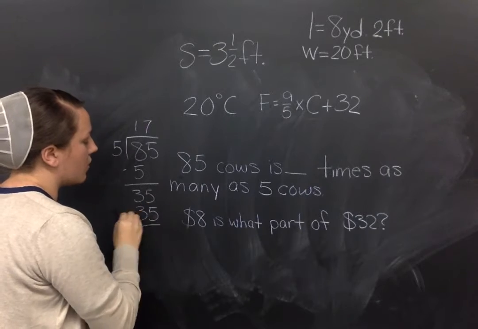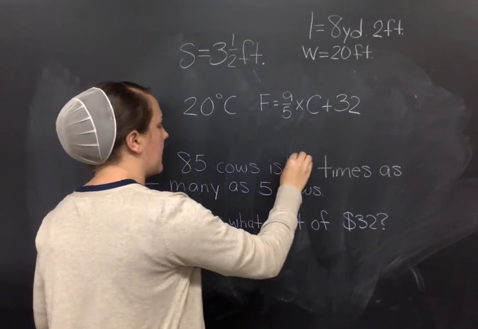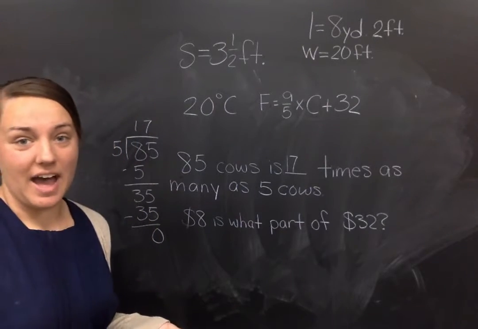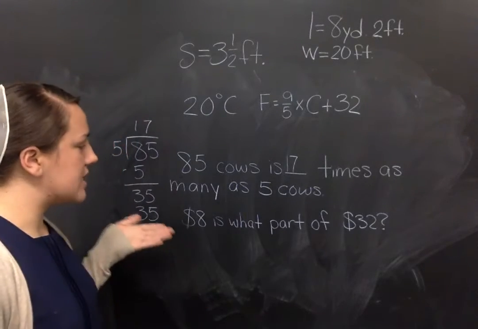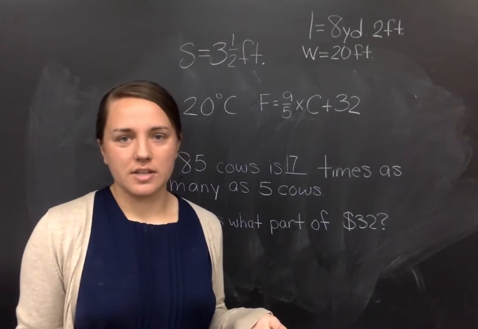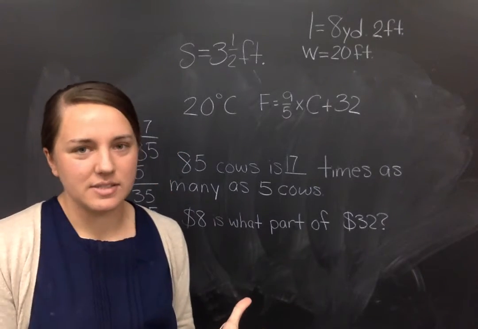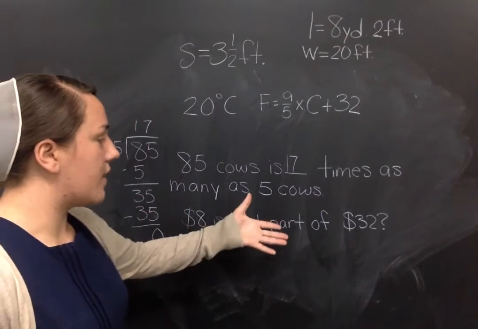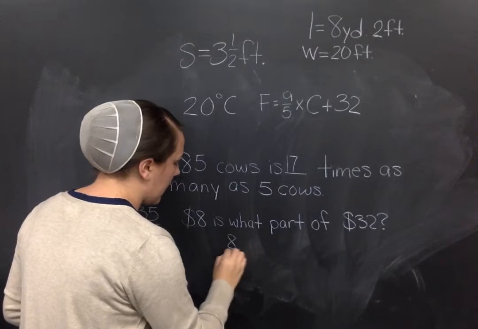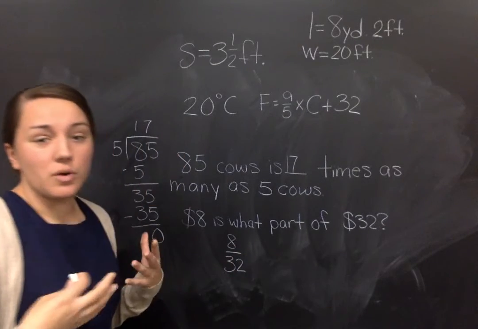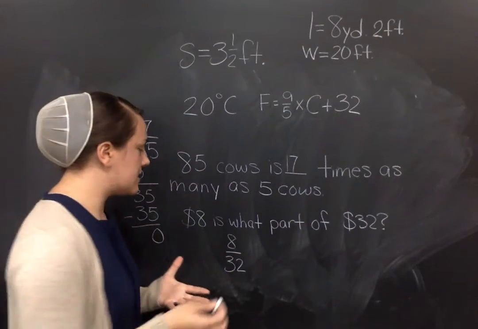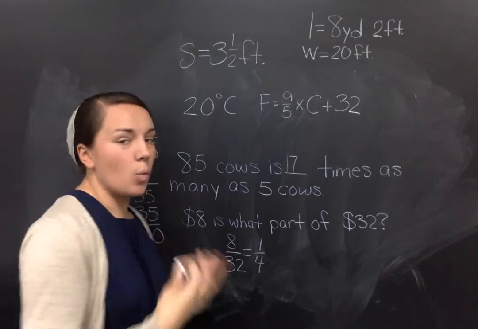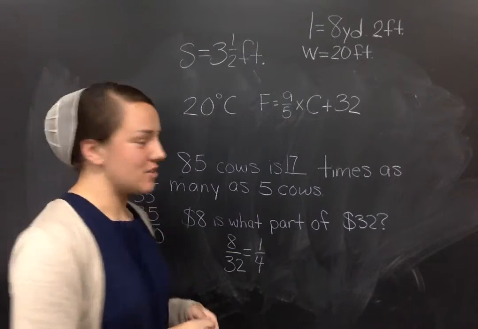Okay, so we know now that 85 cows is 17 times as many as 5 cows. Now what about $8 is what part of $32? How do you find it if it's a part of something else? Here we're going to make it a fraction. So if we have $8 is what part of $32, we're going to go 8 over 32, and then we're going to reduce that, and that will tell us our fraction. So $8 is 1/4 of $32.